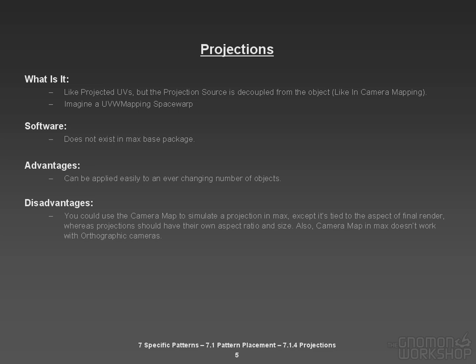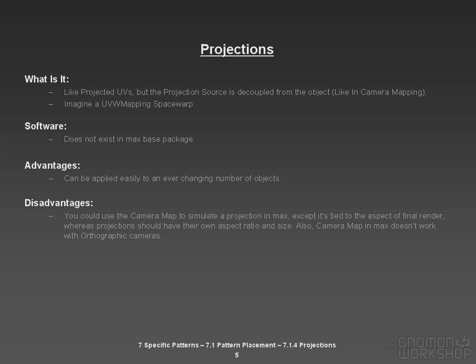So this exists in a number of 3D apps out there, but unfortunately it doesn't exist inside the Max base package, even though it's a really, really useful tool for doing mapping. And one of its big advantages is you can apply it to an ever-changing number of objects really easily. Whereas if you use projected UVs and you want to add a new object to the projection, it's a little more cumbersome trying to copy modifiers around.